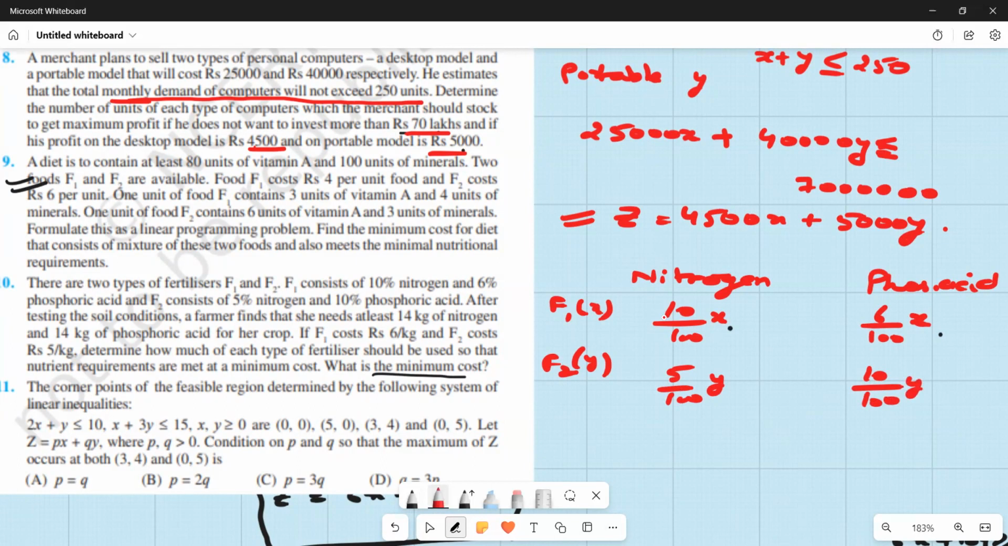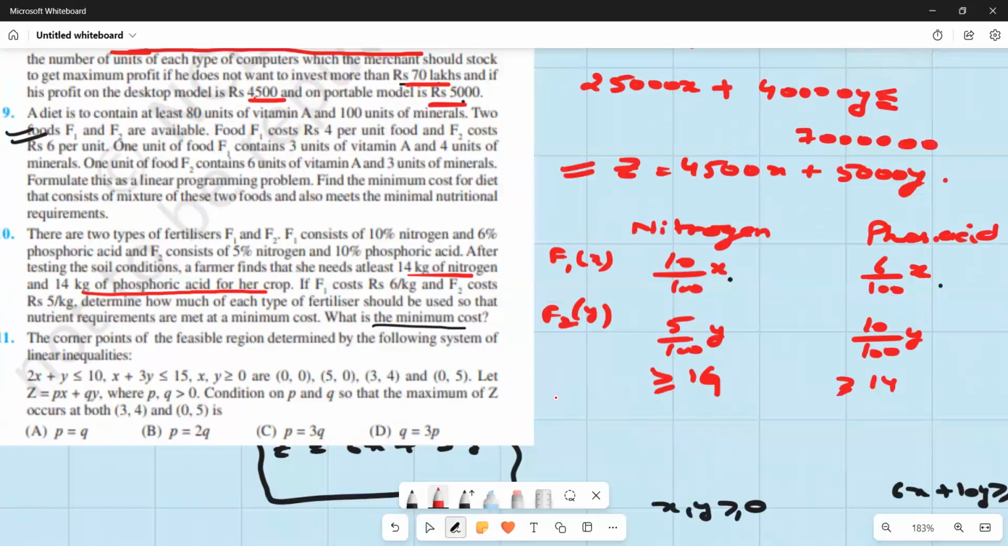After testing the soil condition, a farmer finds that she needs at least 14 kg of nitrogen and 14 kg of phosphoric acid for his crop. So this is at least, means it should be greater than or equal to this, 14 kg of nitrogen and 14 kg of phosphoric acid. So what are you getting from here?